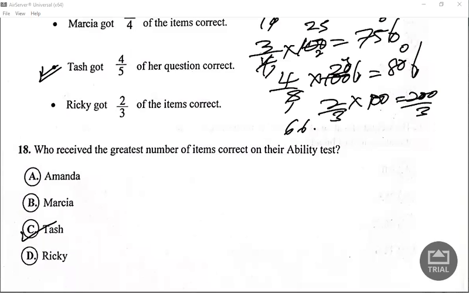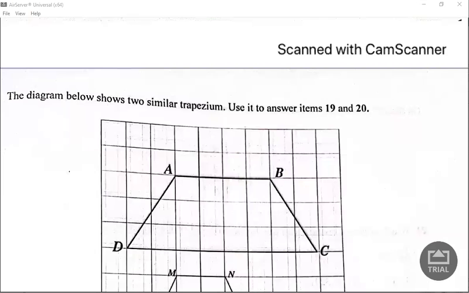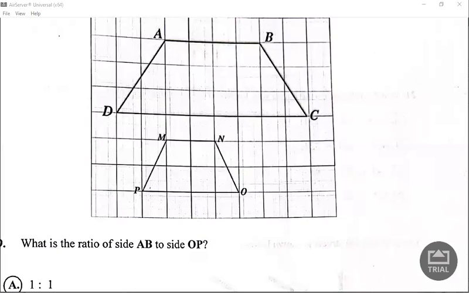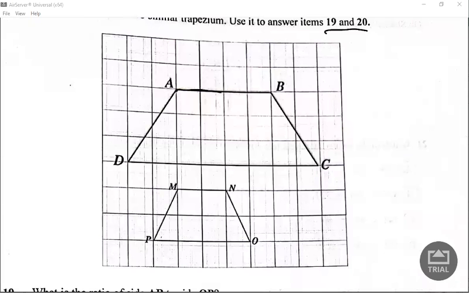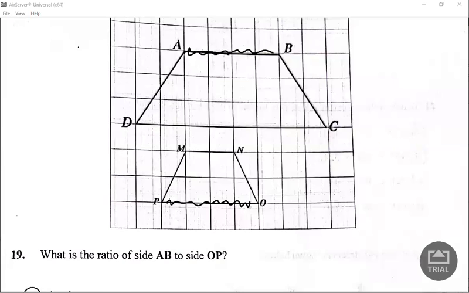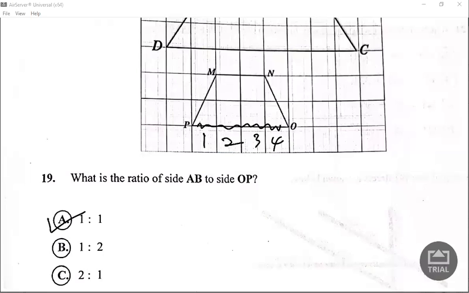Let's move on to 19. It says the diagram shows two similar trapezia. Use it to answer items 19 and 20. What is the ratio of the side AB? So here we have AB, this side, let me just mark it, and we are to compare it with this side. So let's count how many units. 1, 2, 3, 4. Then we have 1, 2, 3, 4. Both of them are the same length, so it's a 1-to-1.